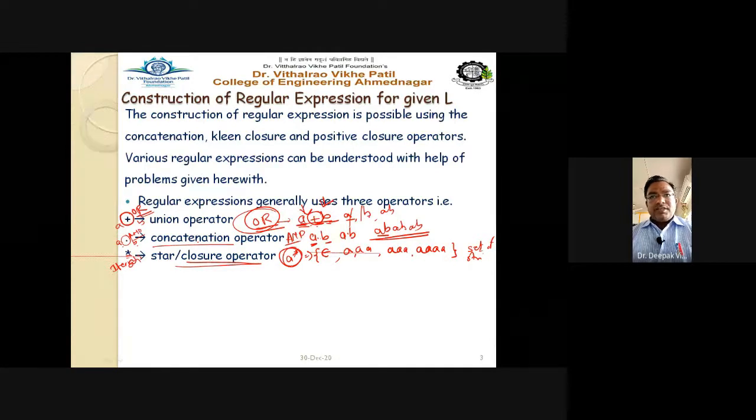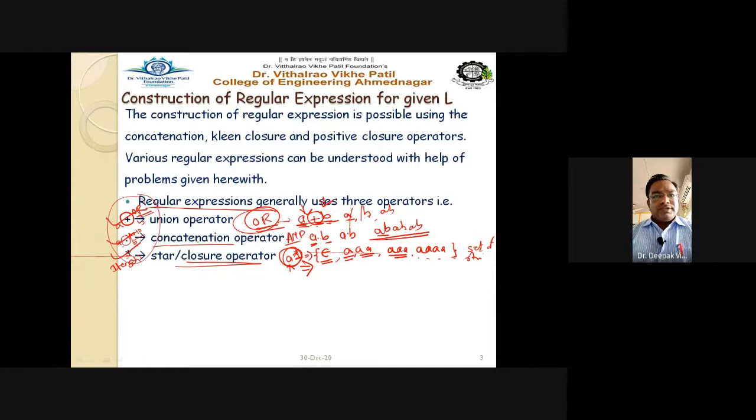Getting this point? A is a regular expression, and you are taking the closure of that regular expression. It is called the star closure, or also the Kleene closure. If I expand this regular expression with the star operator, there are 0 occurrences of A, 1 occurrence, 2 occurrences, 3 occurrences, and so on. So while writing the regular expression for a given language, we have to use these 3 operators.